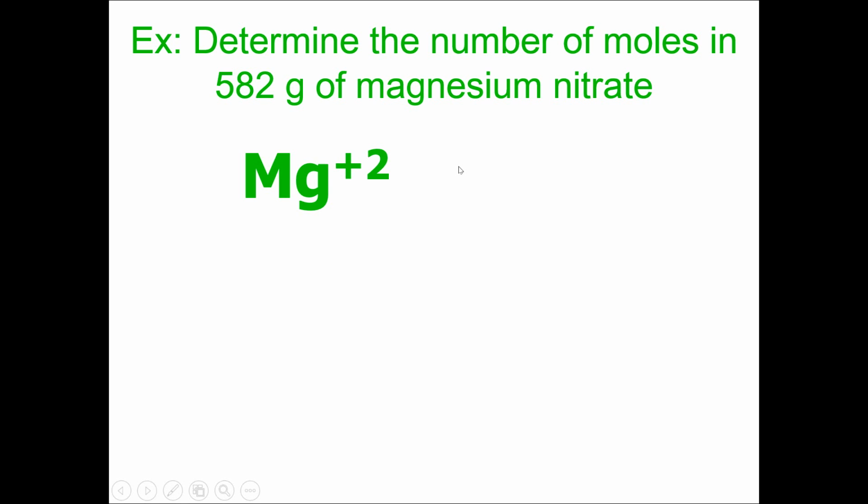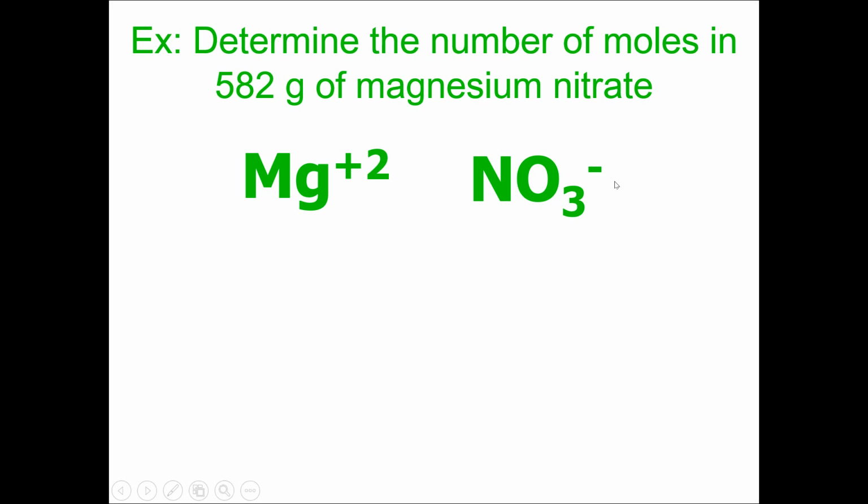Next, I need to find the ion for nitrate. Nitrate is a polyatomic ion, and it can be found on the back of your periodic table. And so when you look for nitrate, we find the formula to be NO3 with a -1 charge. Just looking at these two ions, you might recognize that you would need 2 nitrate ions to cancel out with the 1 magnesium ion, since we have a +2 charge versus a -1 charge.